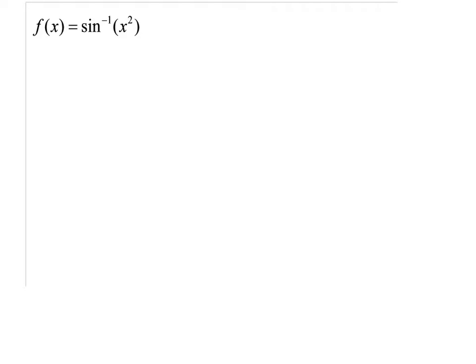Example here, inverse sine of x squared. Here the thing to watch is making sure that you're doing your chain rule. So if I want to do my derivative, I need the derivative of inverse sine, which would be 1 over 1 minus, and then I'm squaring what's inside my inverse sine, so it's going to be x squared, which is x to the 4th, then derivative of what's inside, which would be 2x.